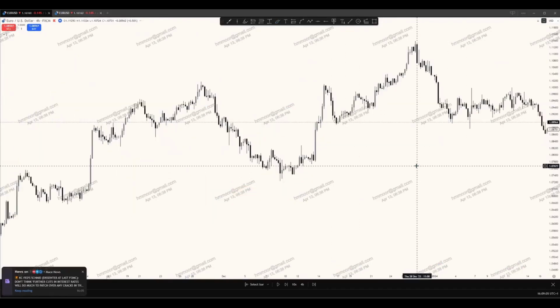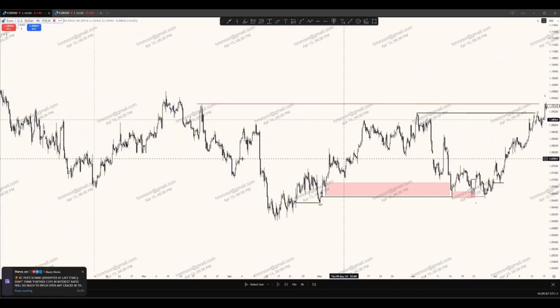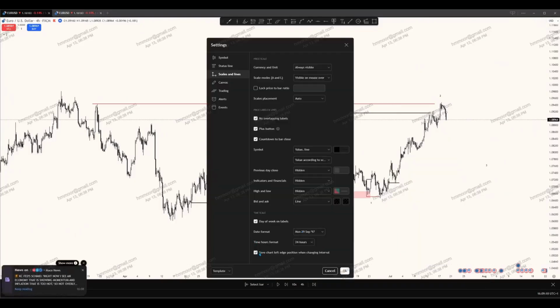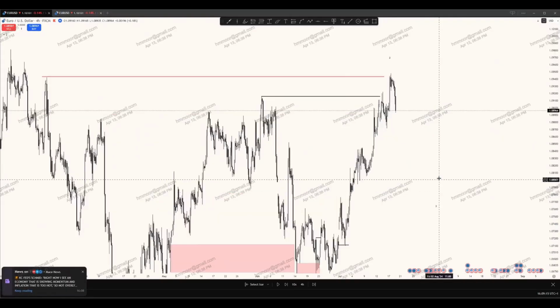Then we go to H4 first. Then you can try H1. Okay, I don't know why left edge position. Okay, I'll delete this thing.